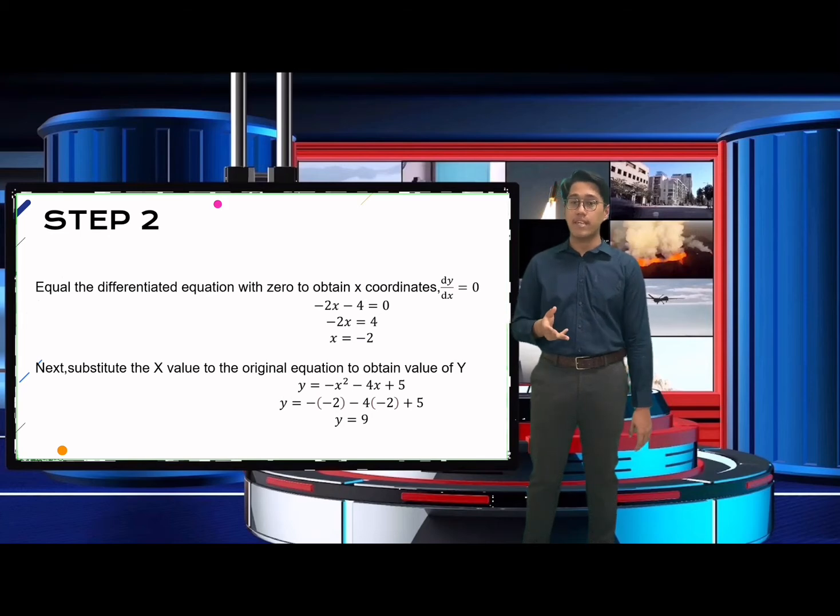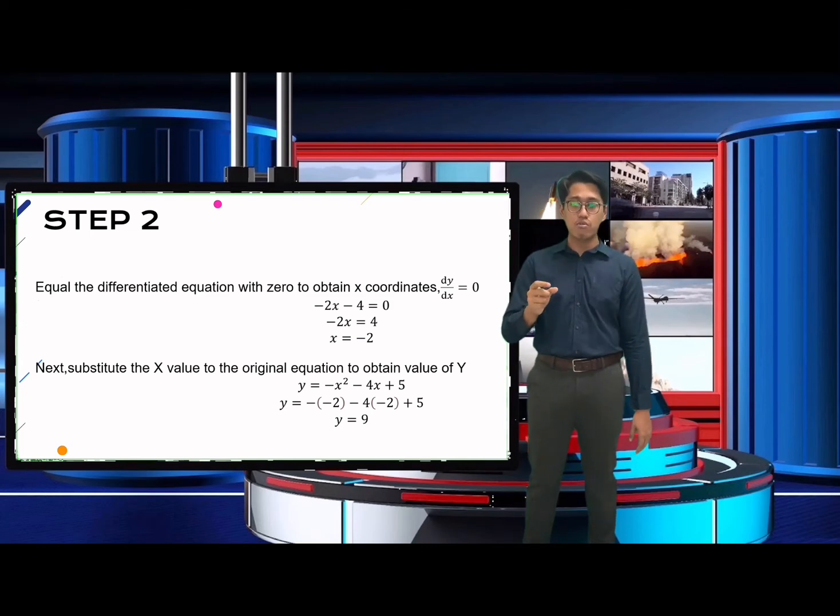So now we already get the x coordinate. Next, how to get the y coordinate? We will substitute the x coordinate, which is negative 2, which I already calculated upfront. We substitute the x value into the original equation to obtain the value of y. The original equation is y equals negative x squared minus 4x plus 5. So we substitute x equals negative 2 into the equation.